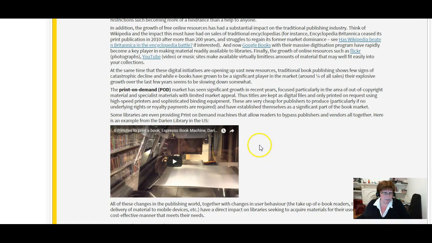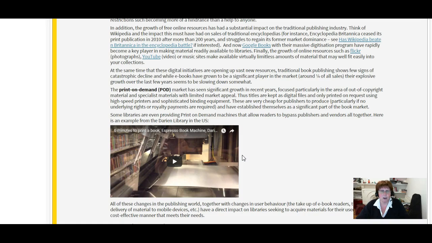But then someone invented these really cool things called espresso machines, and these will actually print one-off titles, and some libraries have them now where you can go along as a library user and print off an individual book for yourself, and these machines print them and bind them and spit them out at the other end, and you get yourself a nice book.